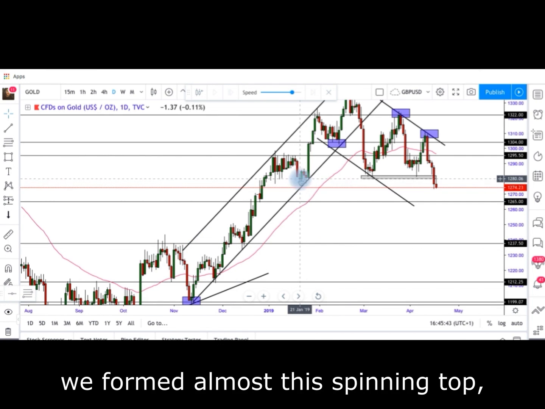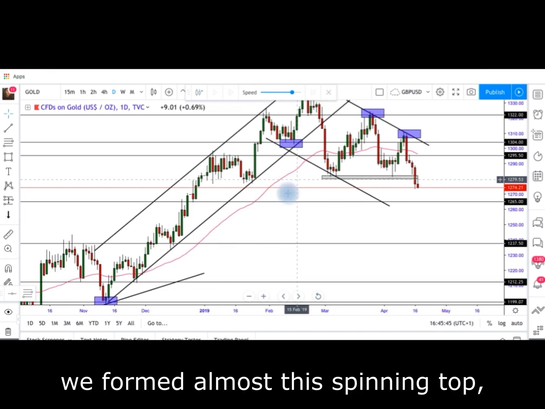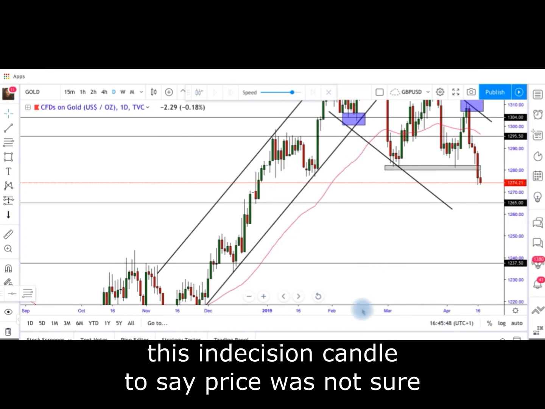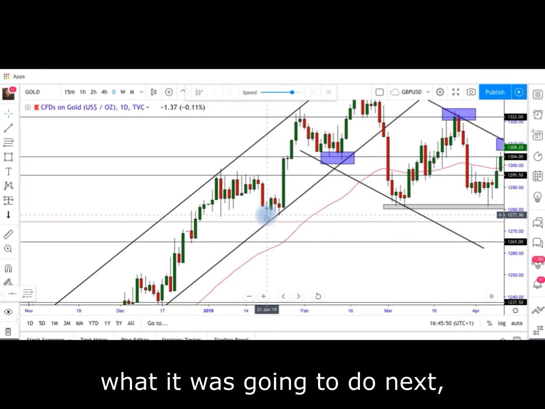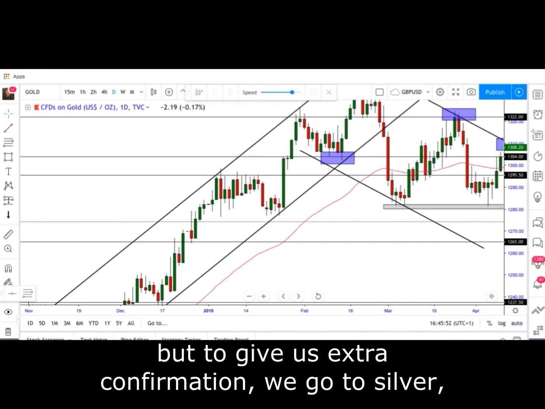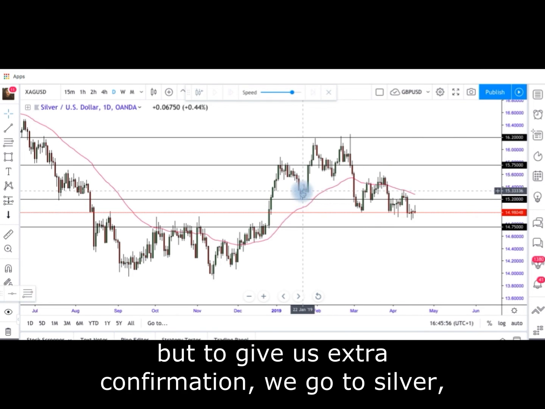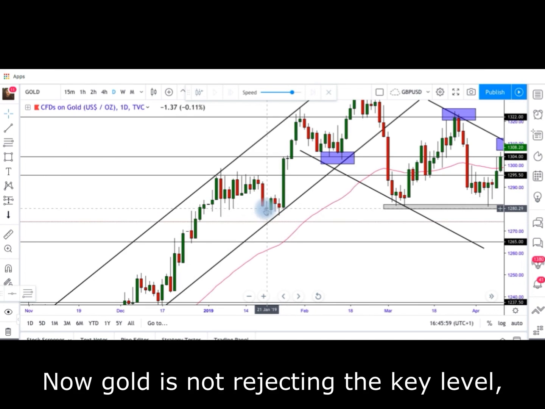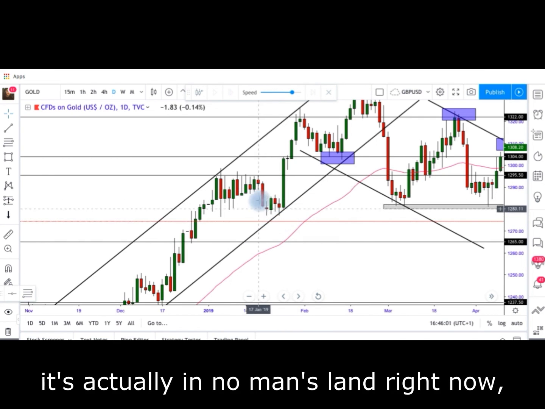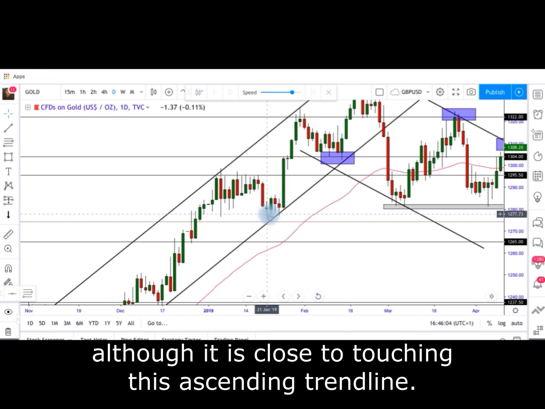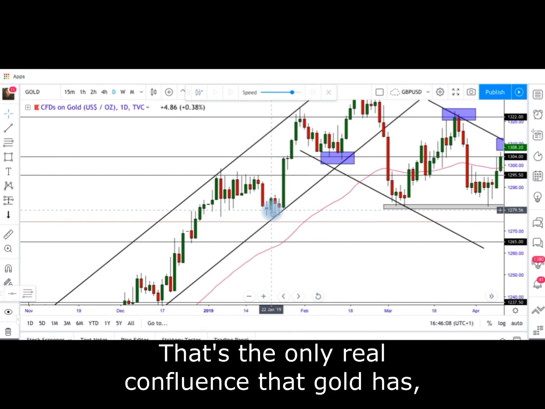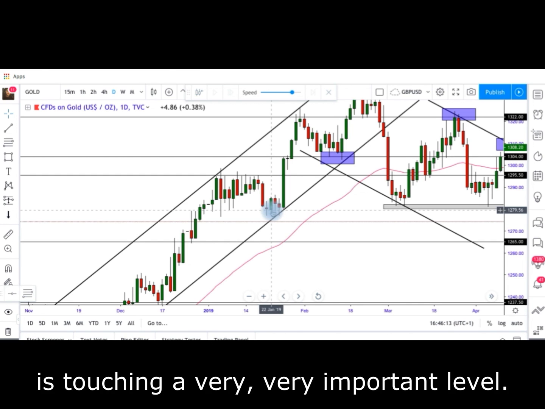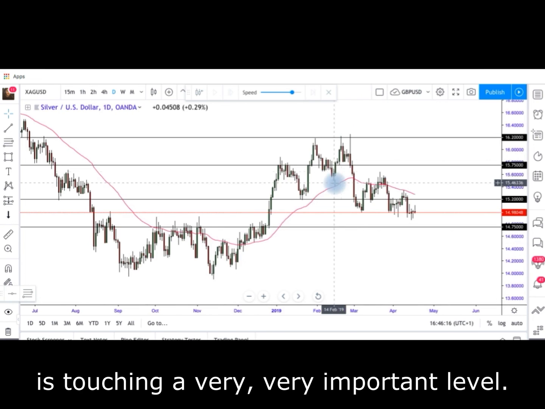Now, on the 21st of January, we formed this, almost this spinning top, this indecision candle to say price was not sure what it was going to do next. But to give us extra confirmation, we go to silver and we can see it's rejecting a key level. Now, gold is not rejecting a key level. It's actually in no man's land right now. Although it is close to touching this ascending trend line, that's the only real confidence that gold has. But silver, on the other hand, is touching a very, very important level.